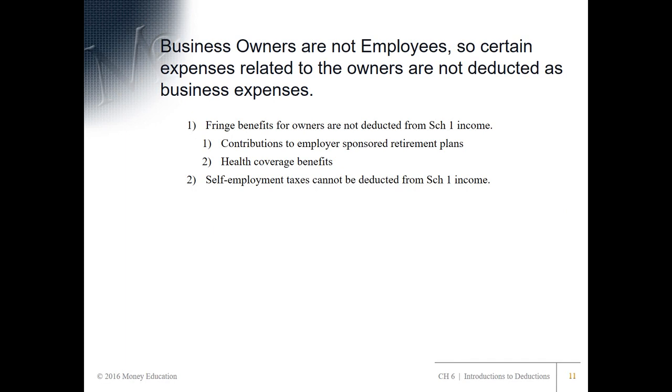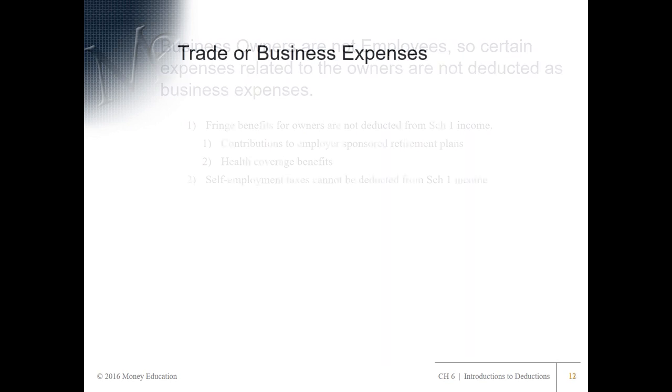Now remember that business owners are not employees, so certain expenses related to the owners are not deducted as business expenses. For example, fringe benefits for owners are not deducted from Schedule 1 income. So contributions to the employer-sponsored retirement plans and health coverage benefits are not deducted from business income. Even if the employer has an employer-sponsored retirement plan, the employer deducts the contributions made for employees, but not his or her own. And two, self-employment taxes cannot be deducted from Schedule 1 income.